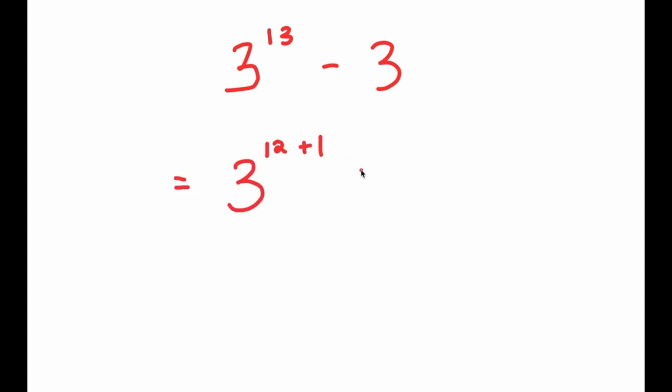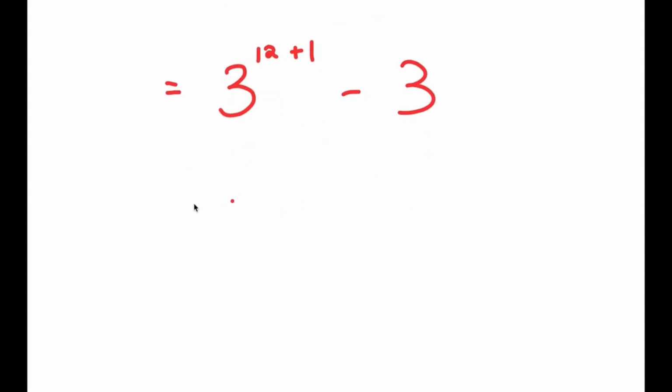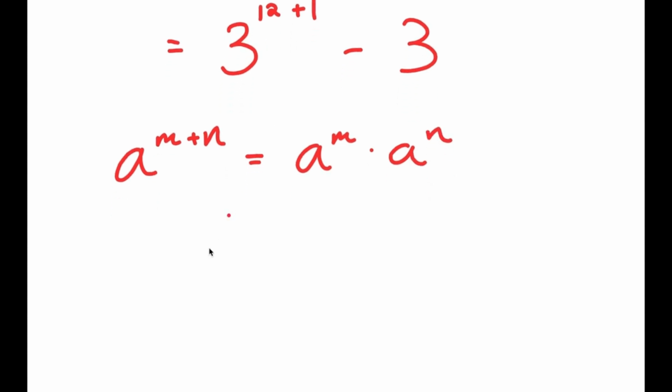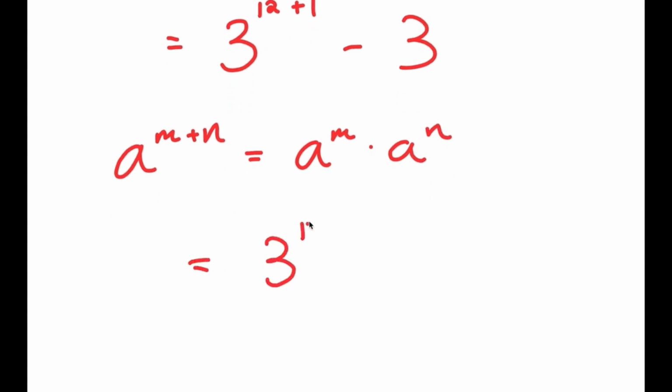Alright, so in this video, I'm going to solve the problem 3 to the power of 13 minus 3. So to solve this, I'm going to first start by writing this as 3 to the power of 12 plus 1 minus 3. Now if I have something in the form a to the power of m plus n, this is equal to a to the power of m times a to the power of n. So I get 3 to the power of 12 times 3 to the power of 1 minus 3.